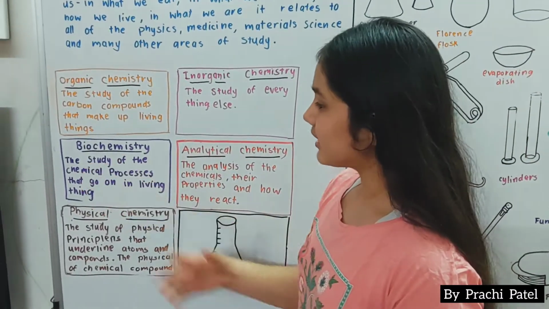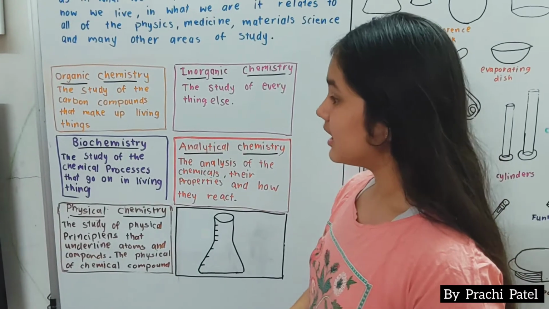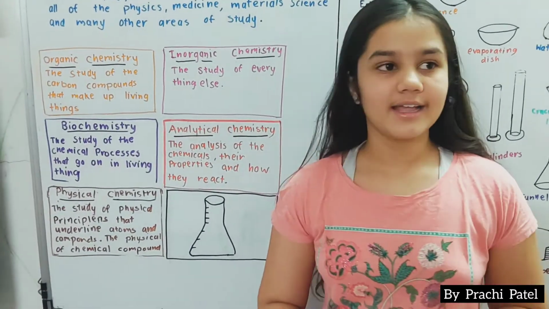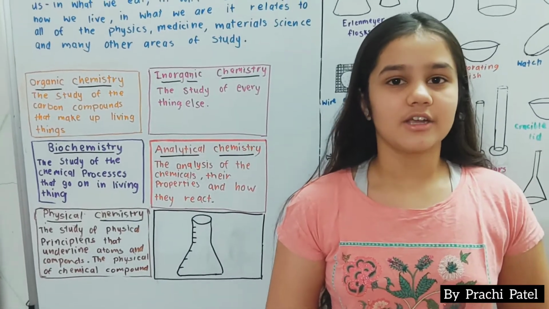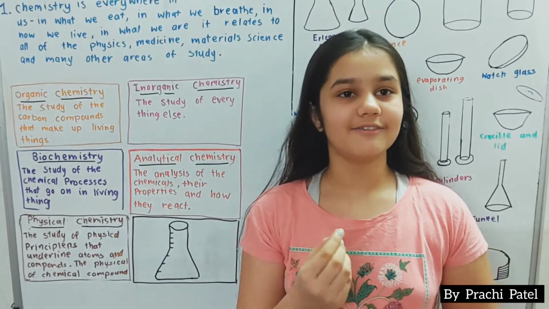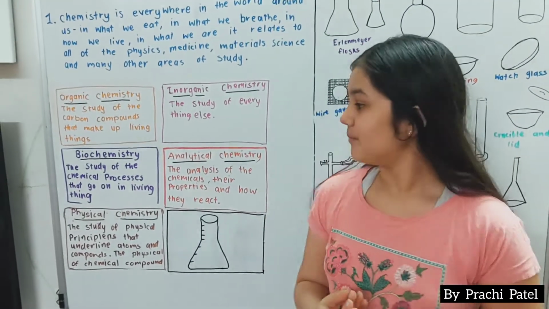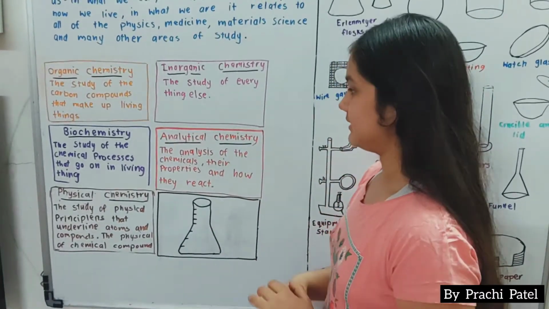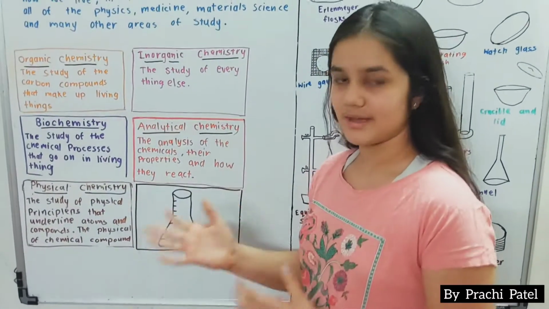Now, biochemistry: the study of the chemical processes that go on in living things like animals and plants. You know that all living things are made of cells, so they research the cells in detail. So it is called biochemistry.